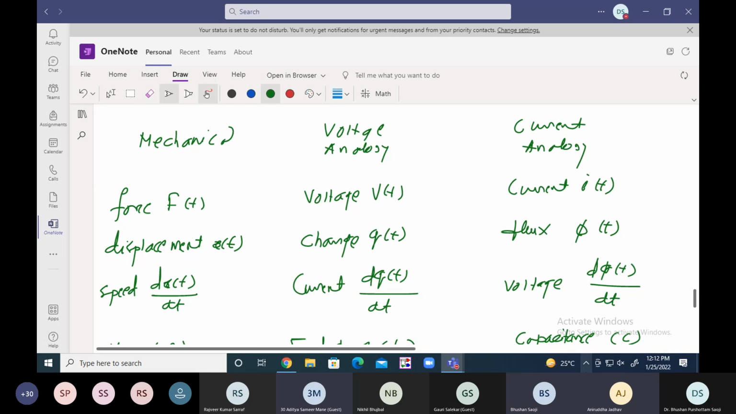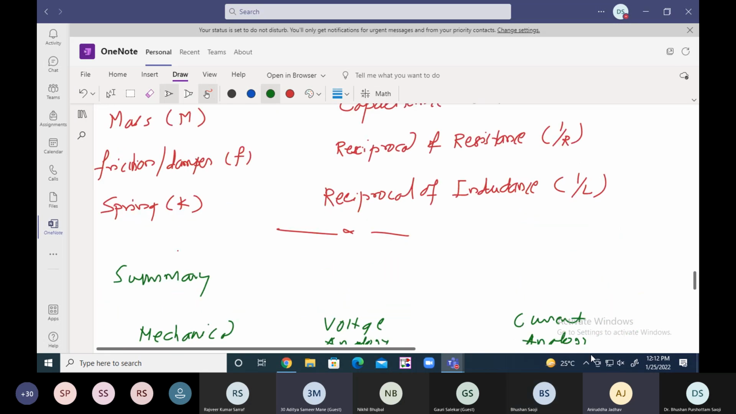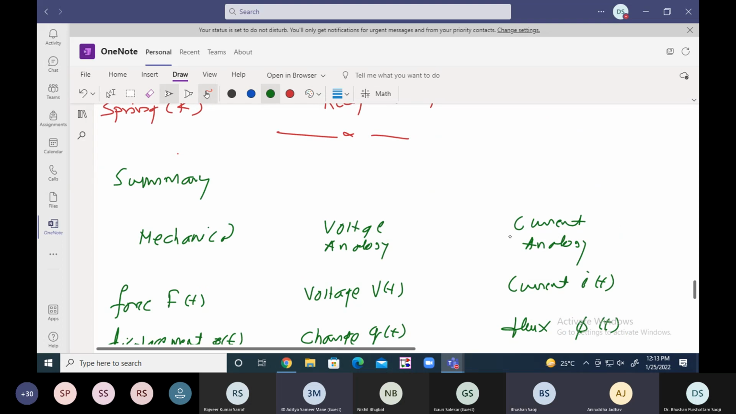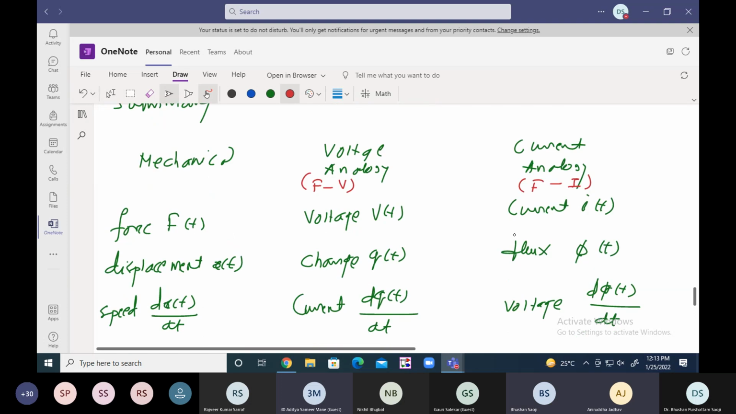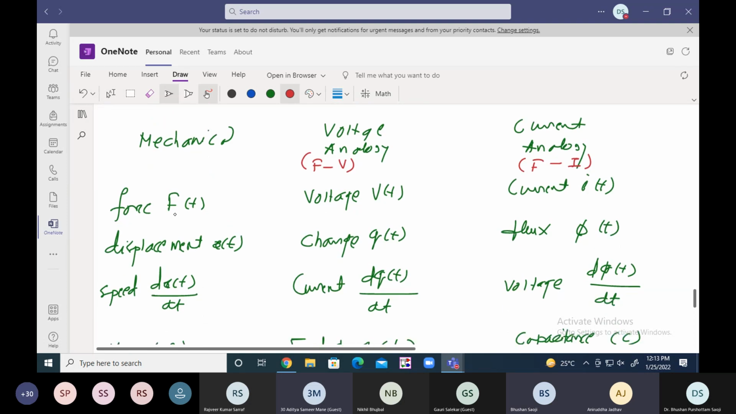This is F to V analogy, and this is F to I analogy. This is the table. In case of mechanical system, if there is a force, in F to V analogy we have voltage, and in F to I analogy we have current.